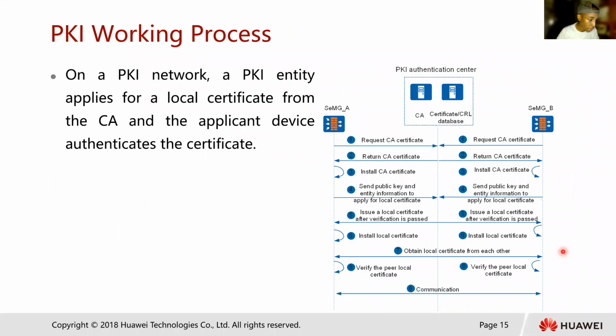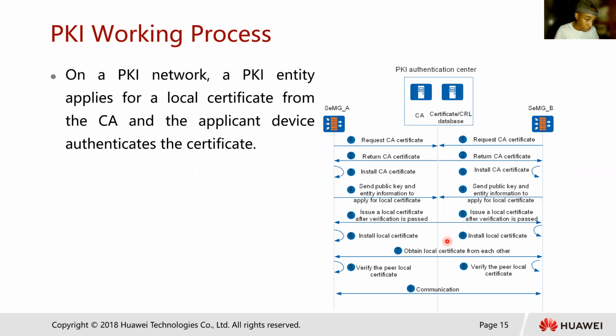And how is it implemented? There's a working process here. There's usually an authentication center. The first thing is to request the CA certificate, and the CA certificate is provided. Then it is returned, and in the second stage they install it independently. Then they send the public key and entity information to apply for a local certificate.